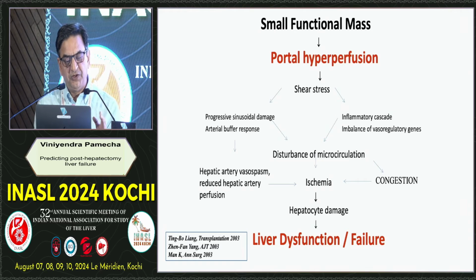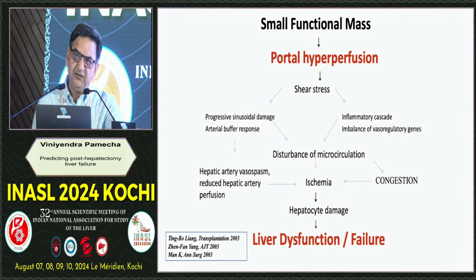So if you look at the model like this, there was a portal flow which was going to about 1.5 kgs of liver. Suddenly it has been diverted towards 400 or 500 grams of liver. So this portal hyperperfusion actually causes a shear stress. It disturbs the microcirculation, leads to ischemia and hepatocyte damage. There is hepatic artery vasospasm as well, and then there is congestion on the venous side as well, and that's what leads to liver dysfunction and failure. So this whole theory actually looks very good, and you would have thought, yeah, this is good to buy into, and this is how it works.